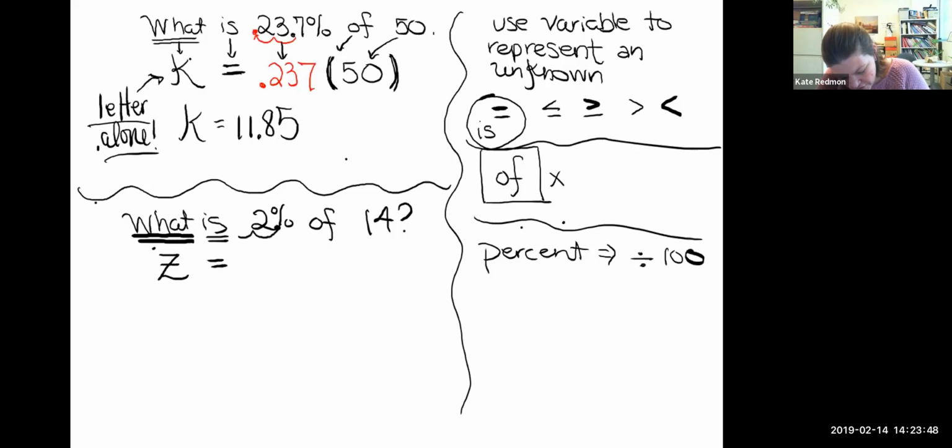Move it over once, twice. I'll fill in any blanks with 0. So I see 0.02. Wonderful. So that was 2 divided by 100, 0.02. And now what did we say of meant? Means multiply. And then, of course, 14 is already a number. So there I am.